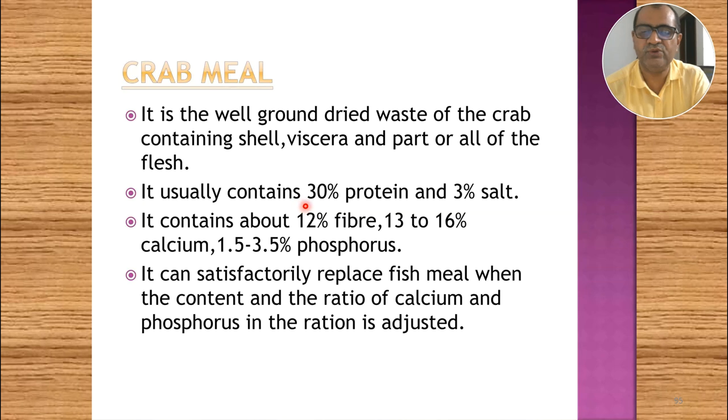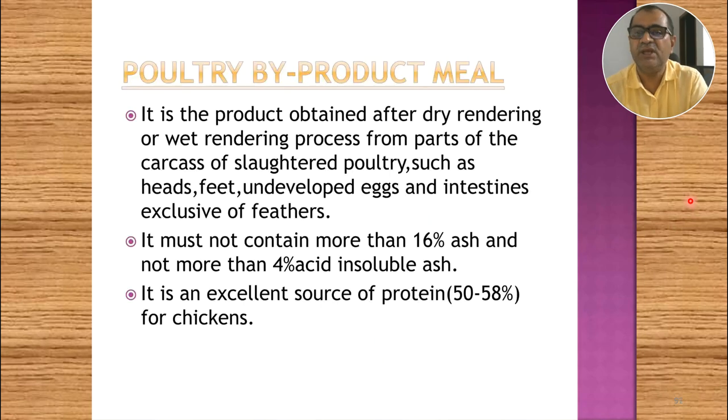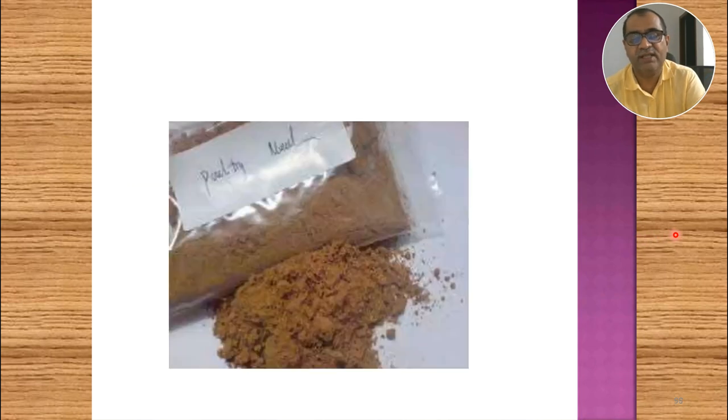Crab meal can also be used, with 30% protein. Then also it can be used up to the replacement of the fish meal. So crab meal is also available commercially. Then poultry byproduct meals: a lot of poultry byproducts, wet or dry in nature, must not contain more than 16% ash and more than 4% acid soluble ash. It of course contains a very high quantity of protein, but it is fairly rich in energy also. It can be used in broiler or layer rations. So this is the thing, poultry waste.